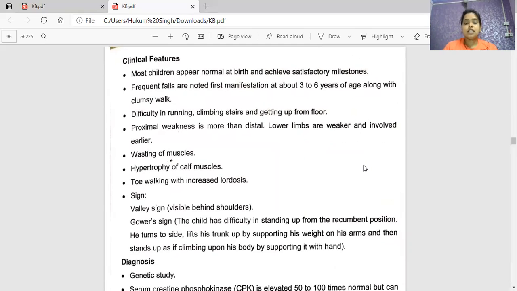Grover sign is when the child has difficulty standing up from the recumbent position. He turns to the side, lifts his trunk up by supporting his weight with his arms, and then stands up as if climbing upon his body by supporting it with his hands. So that is Grover sign.